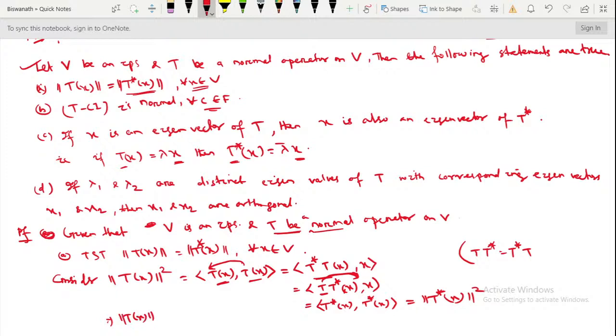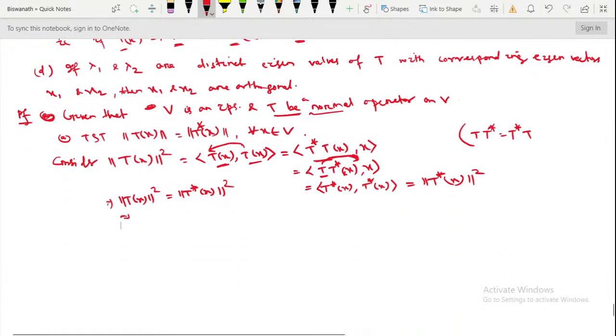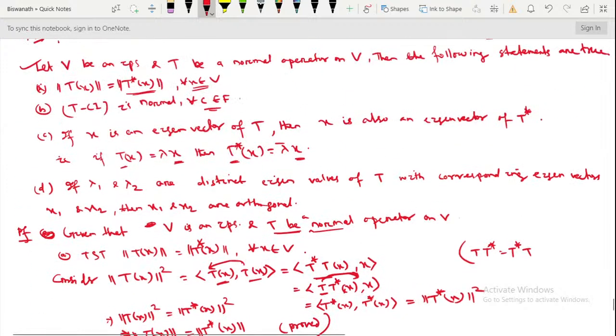||Tx||² is equal to ||T*x||², which implies, if you take the square root of both sides, then ||Tx|| is equal to ||T*x||. So this thing is proved. Now go to the second bit.